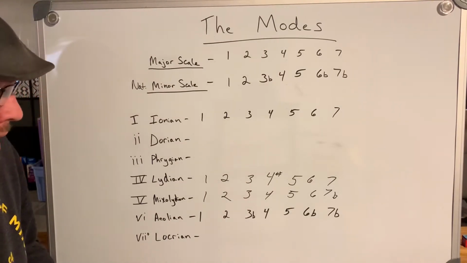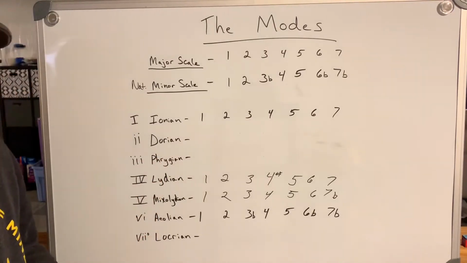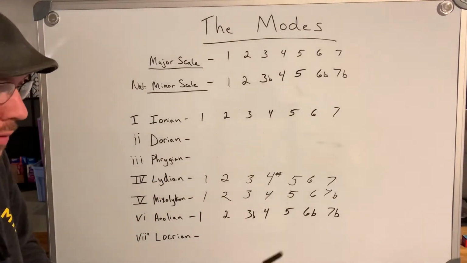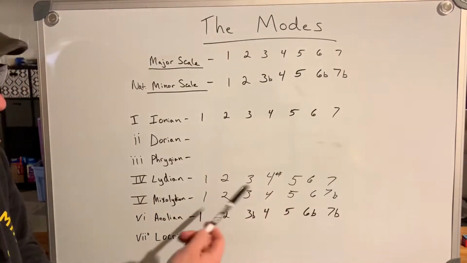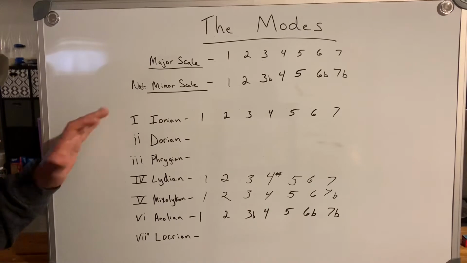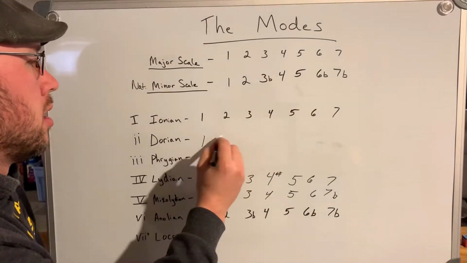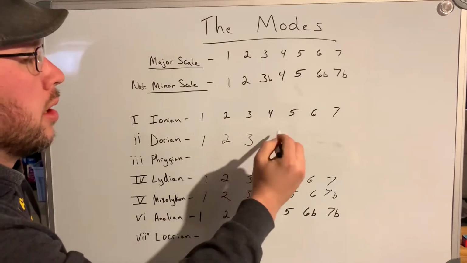All right. Like I said, those are the 3 modes that have a major quality. It's just like the major scale, except you're sharpening the 4th for Lydian, and flattening the 7th for Mixolydian. It's the only difference. Now let's go to the minor ones. Dorian. Dorian is the minor scale. I'll show you with one difference.